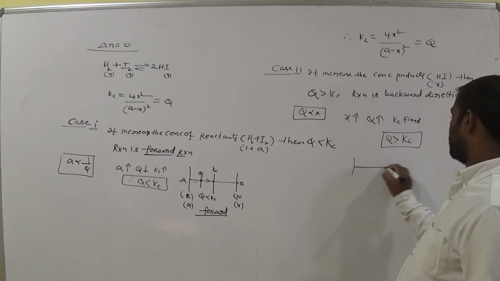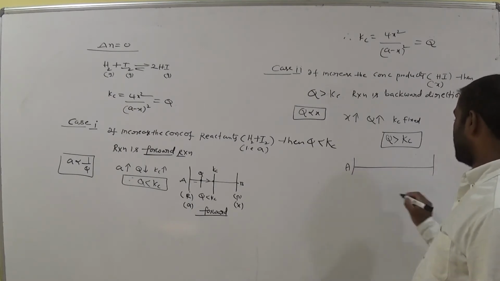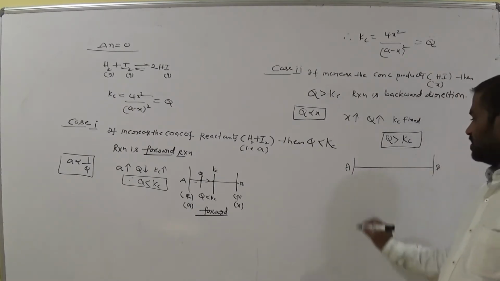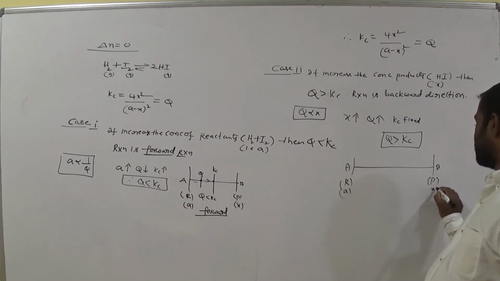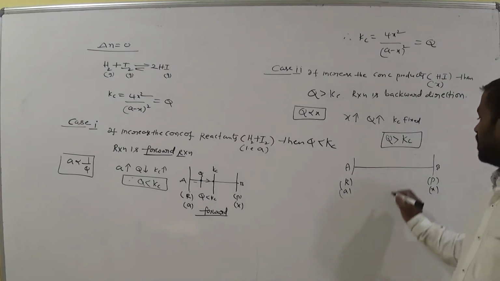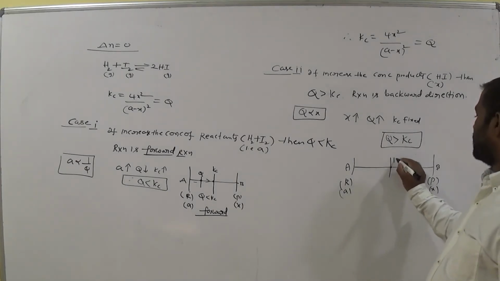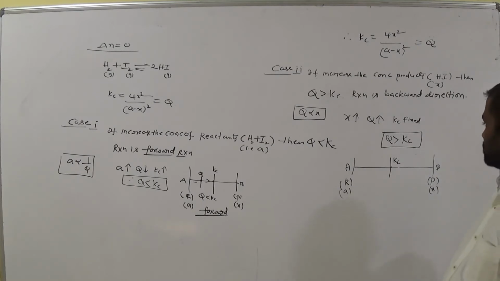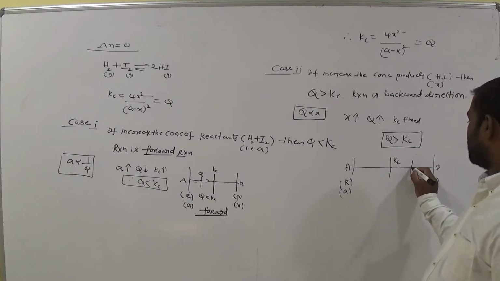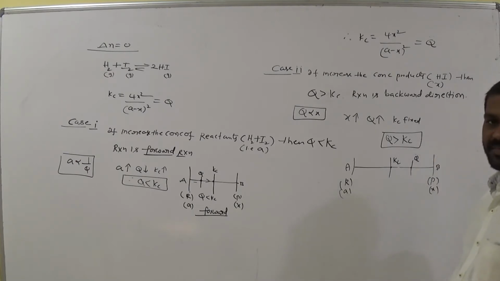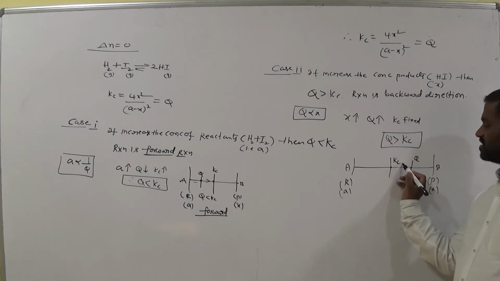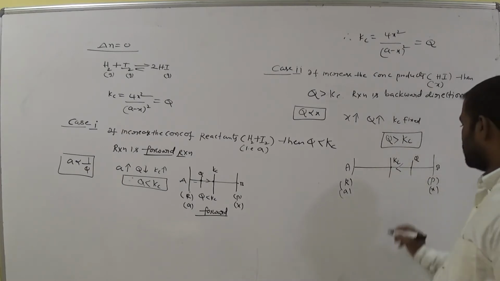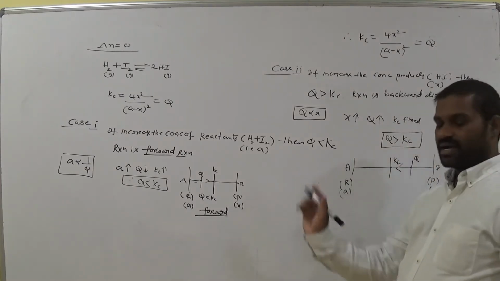So once see through the diagrammatic representation, this one is A and this one is B. This one is reactants and its concentration is A. This one is product and its concentration is taken as x. Now this one is the equilibrium point, clearly it is Kc. Where Q is greater than Kc, that means the point is at Q. The point Q is trying to get stability, that means it moves towards the equilibrium position. That means the direction is backward.